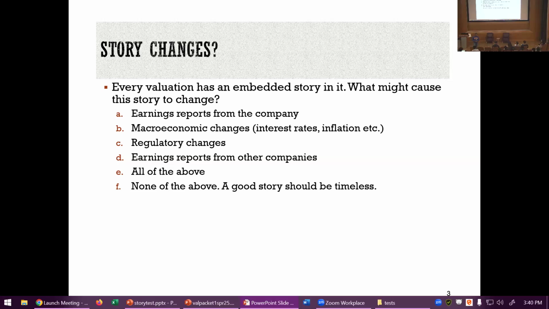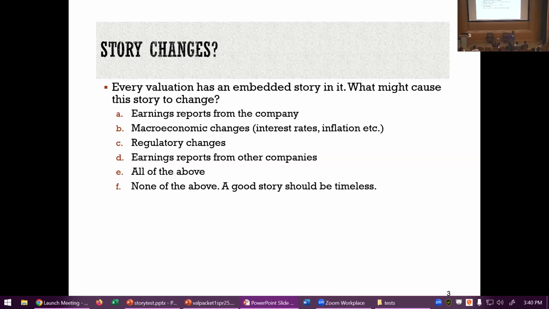You're a Canadian lumber company. The last 2 weeks have been a rollicking ride, right? Not because of anything that happened in the company, but because you have tariffs and talks of counter tariffs, and you're saying, what the heck do we do? Macroeconomic changes can affect. What about regulatory changes?